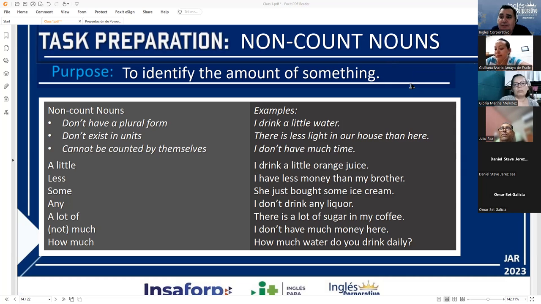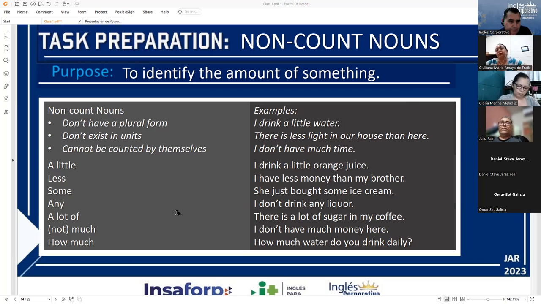Juliana has $50. Glorita has $20. Who has less money? Glorita. Glorita has less money, right? Because she has $20 and Juliana has $50. So Juliana has more money and Glorita has less money. Okay. This is for comparison.